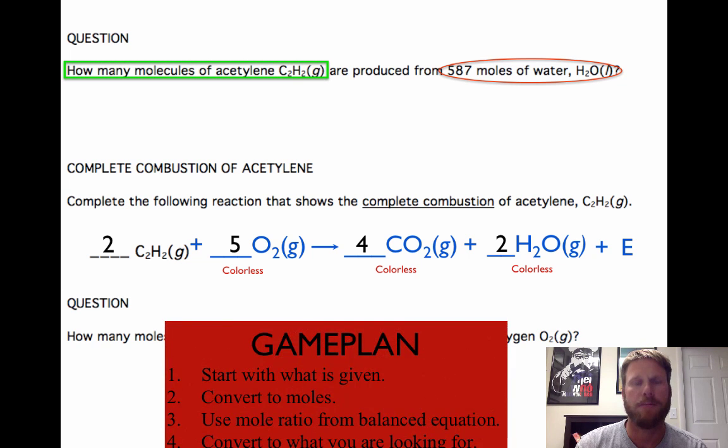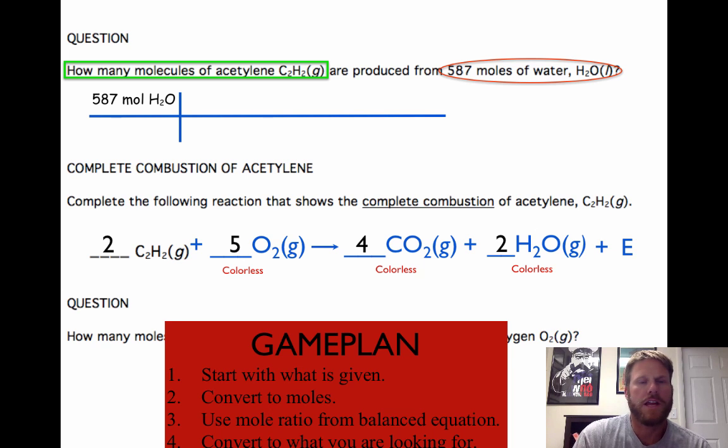So we're trying to go from moles of water to molecules of acetylene. If we follow the game plan, we will win. So remember, we're going to do dimensional analysis. We're going to start with what's given. In this case, 587 moles. The second step is to convert to moles. Well, lucky us. We're already in moles. We don't need to do step 2.